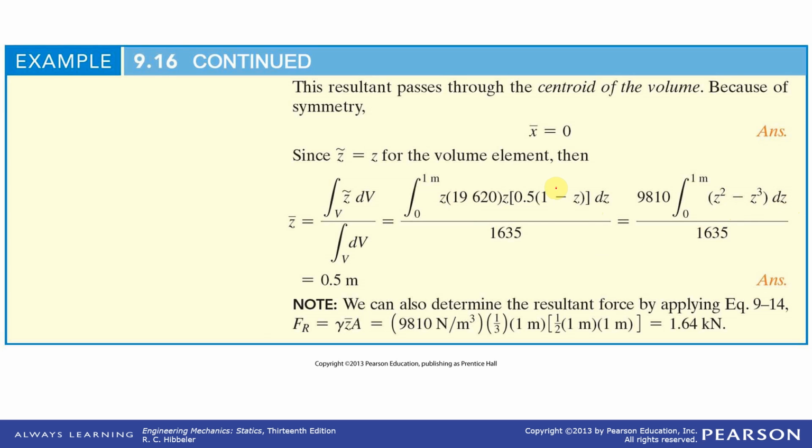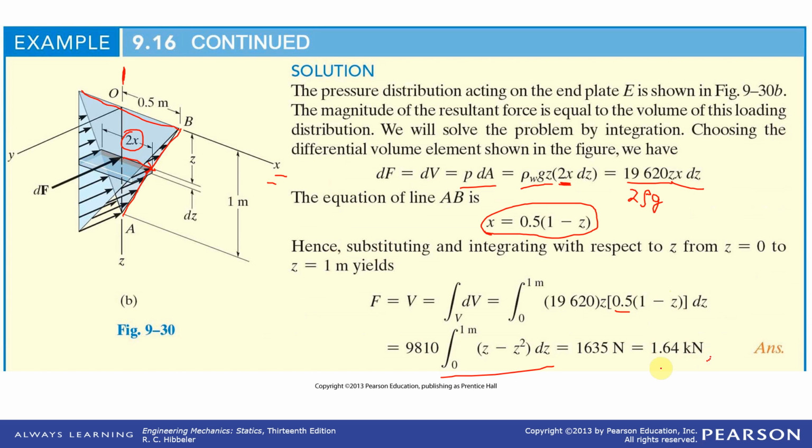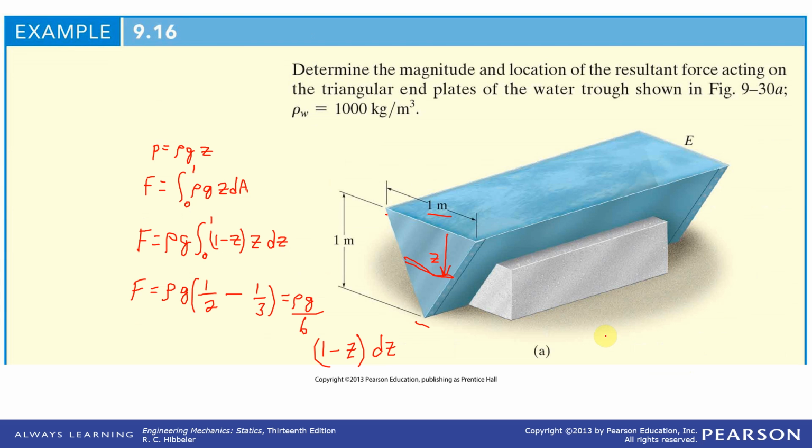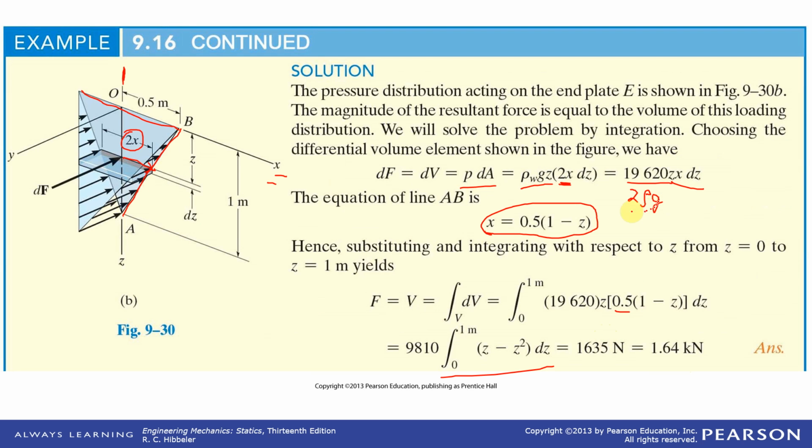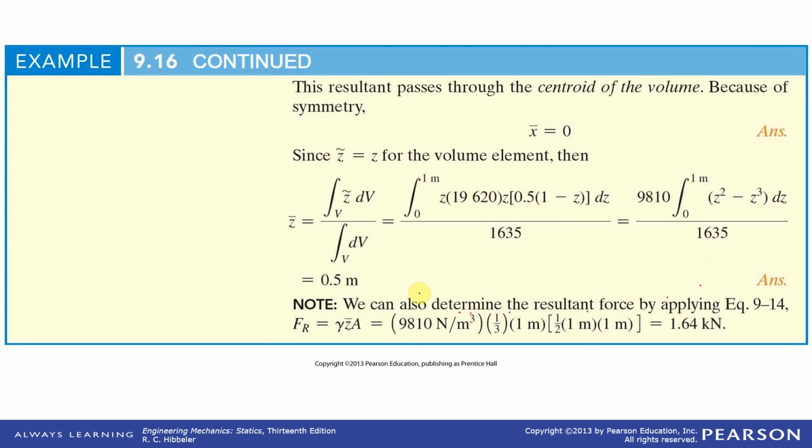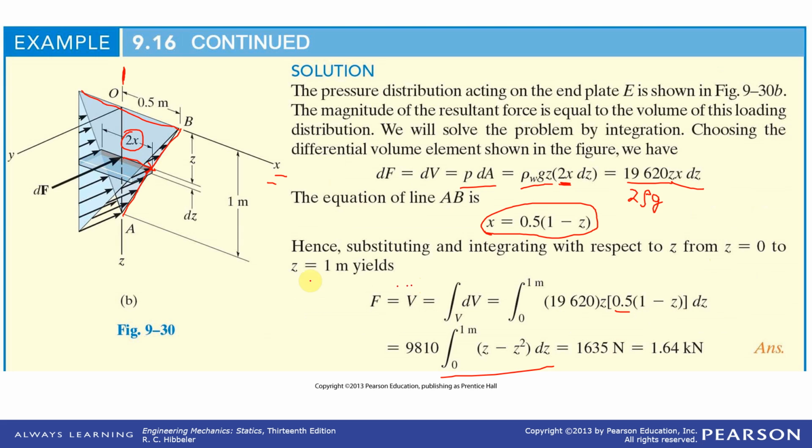Okay, that. And 1635 is what we should have gotten previously. There it is. Wait a minute. Come on. Total force. 1635 newtons. What we got previously. So Z is a 1/2 meter. Does that make sense? Yeah, it does, because we're going 3 meters down.